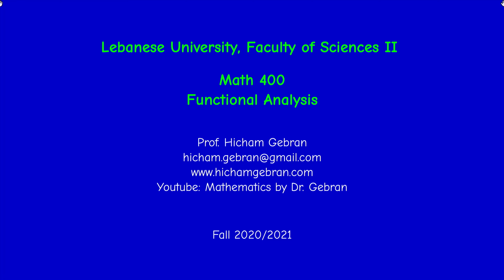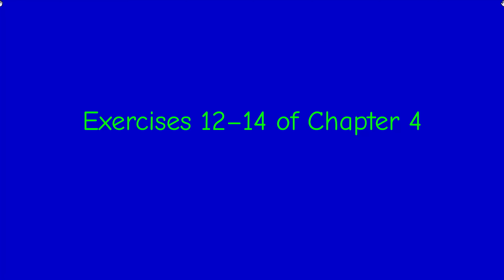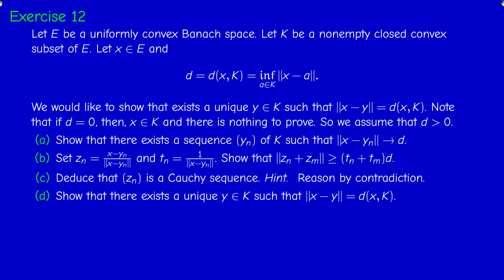Welcome back. In this video, we are going to finish the exercises of chapter 4. Exercise 12 is a generalization of a result known in Hilbert spaces.